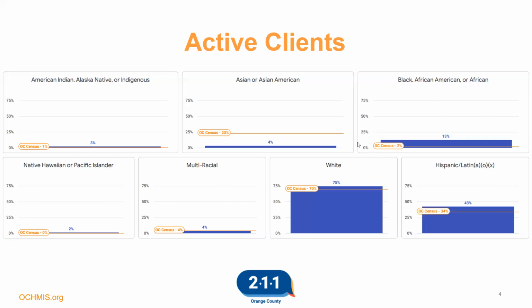But this one, we had to separate race and ethnicity because we're comparing to the OC census, and that's how they do it. Gotcha. Thanks for clarifying. Sure.